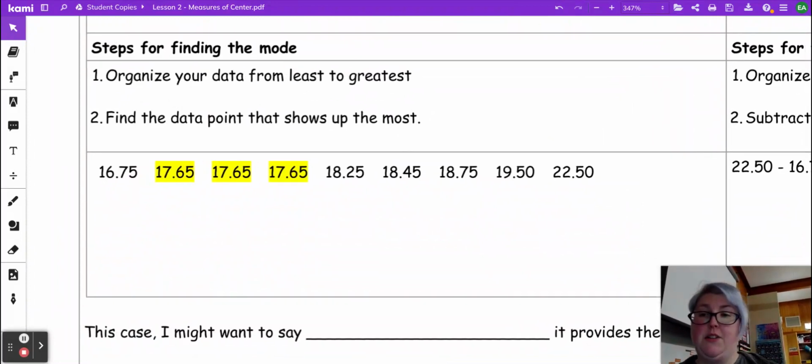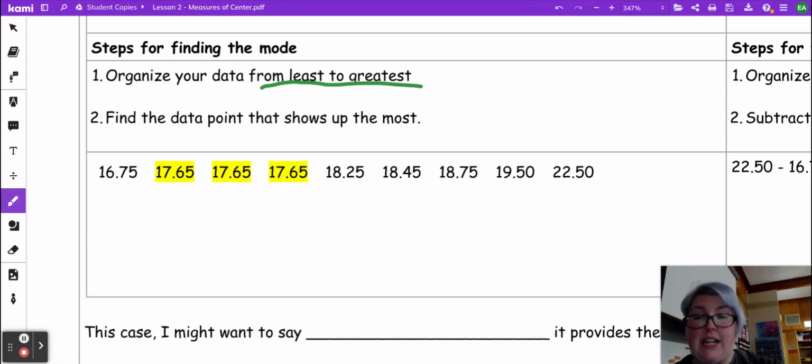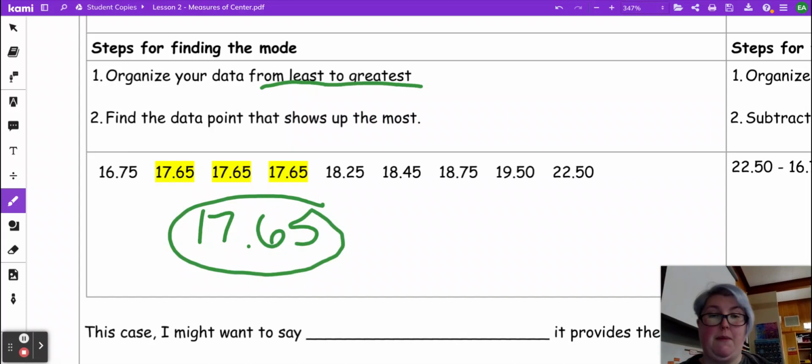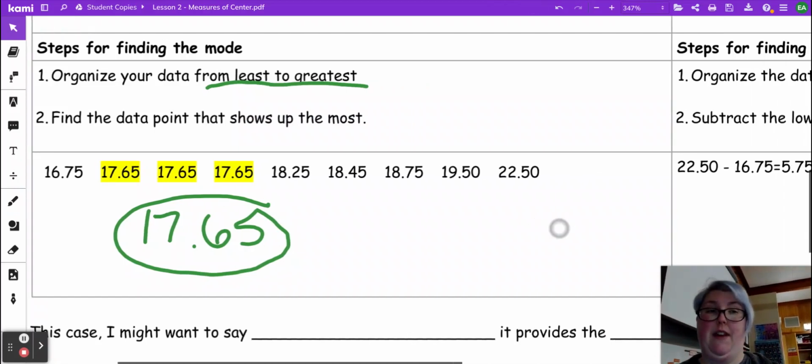All right, now we are going to look at the mode. The mode is the most common number. If you get in the habit of organizing from least to greatest every time you see a data set, this becomes a lot easier to see. There are 3 17.65s, so the mode is $17.65. It is the most common number. Sometimes there is no mode. For example, if we only had one of each, there would be no most common number.